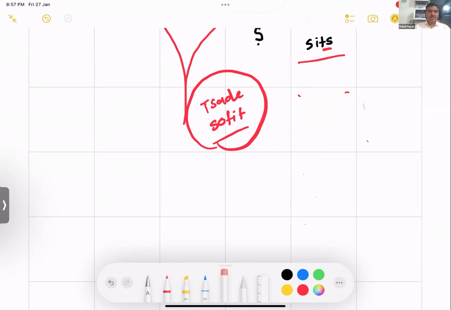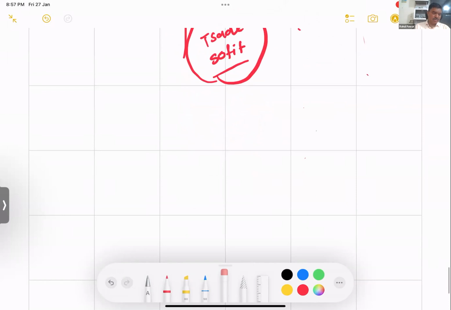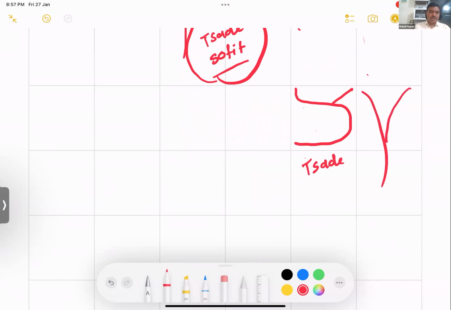Okay, one more time you want me to write Tsade. Okay, sure. Start from here and this is Tsade. And this is Tsade Sofit, like an English Y.